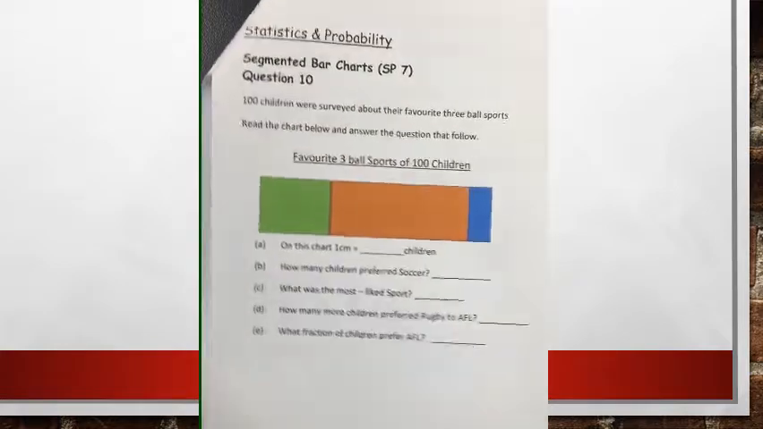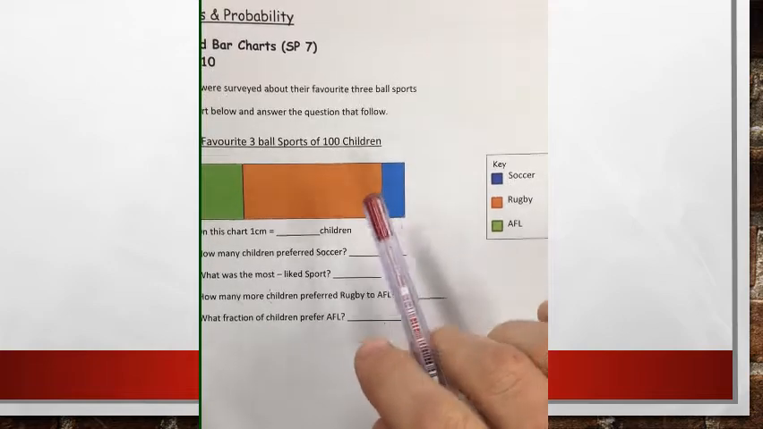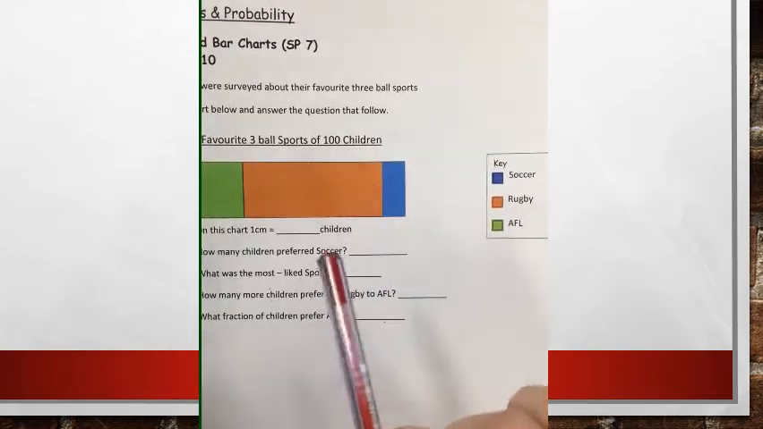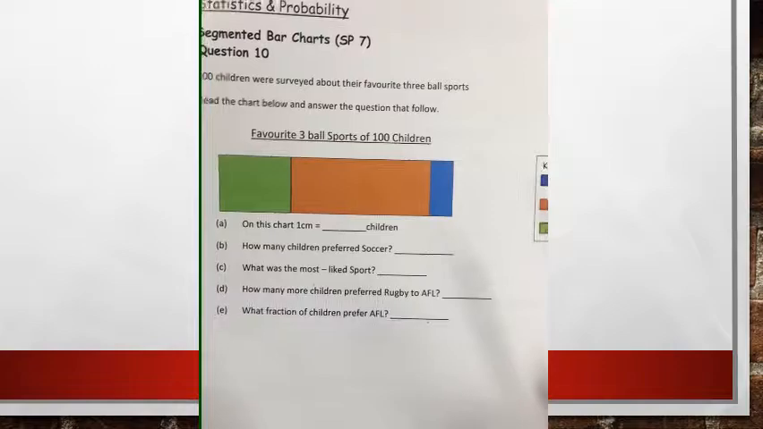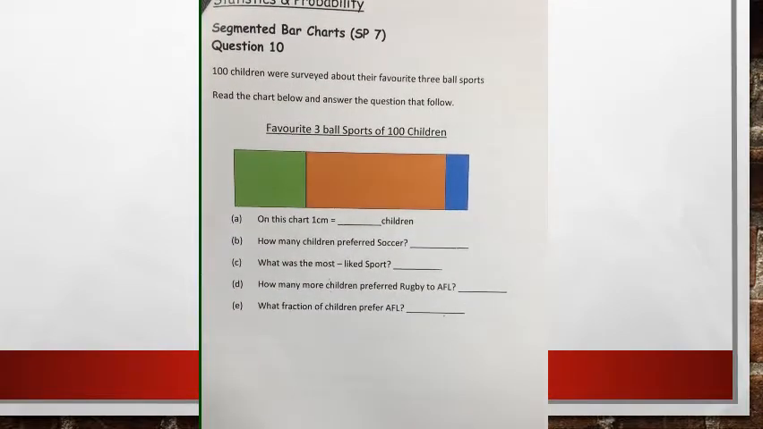All right, we're on to page 5. You can see I've just left out the key bit here. Blue is soccer, rugby is orange, and green is AFL. It says here that 100 children were surveyed about their favourite ball sports.